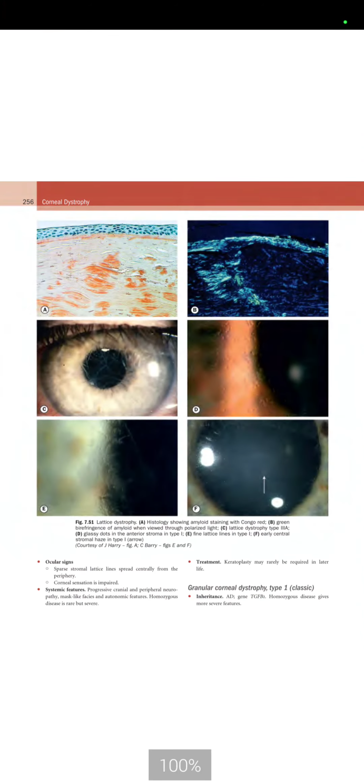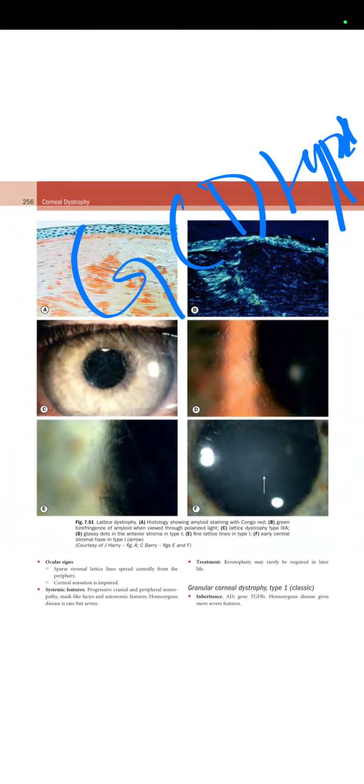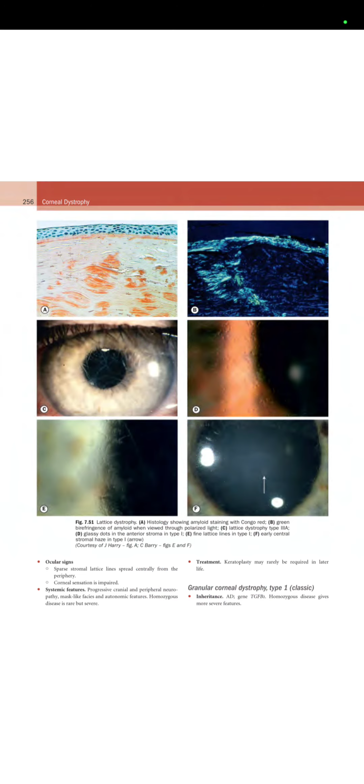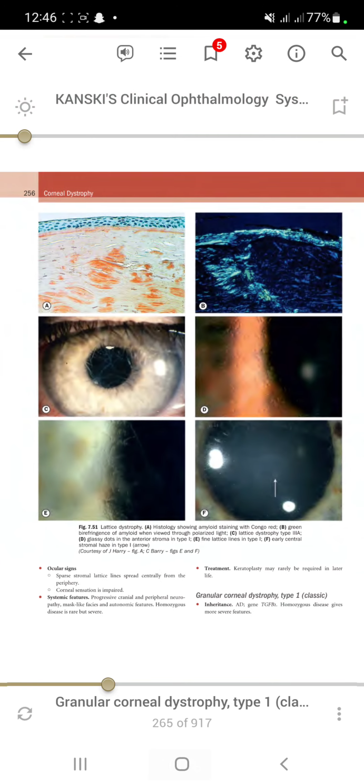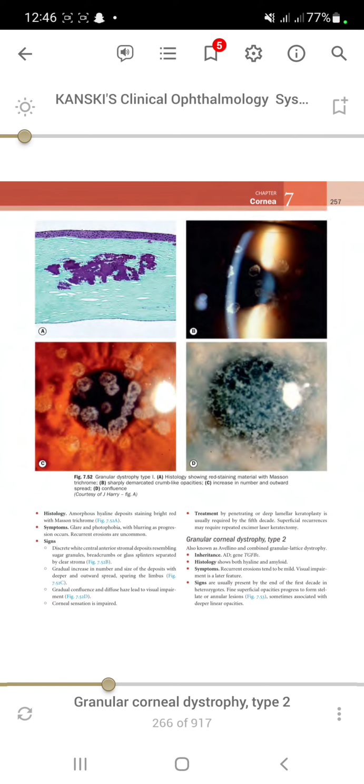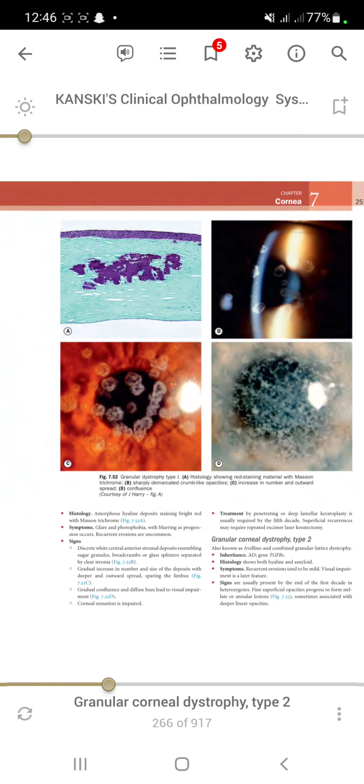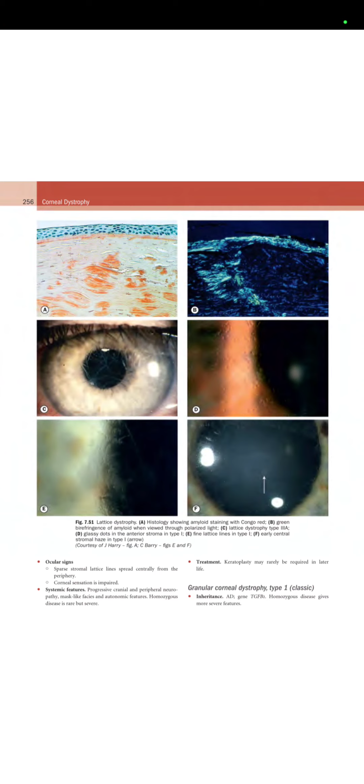Now next is granular corneal dystrophy type 1, classic. So next we'll have granular corneal dystrophy type 1 and then type 2. Basically type 1 is a pure granular corneal dystrophy, and in type 2 there will be a mixed type of corneal dystrophy. There will be lattice as well as granular corneal dystrophy. So these are known as granular corneal dystrophy type 2.